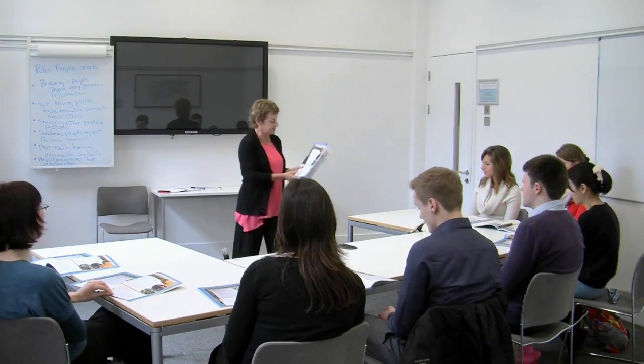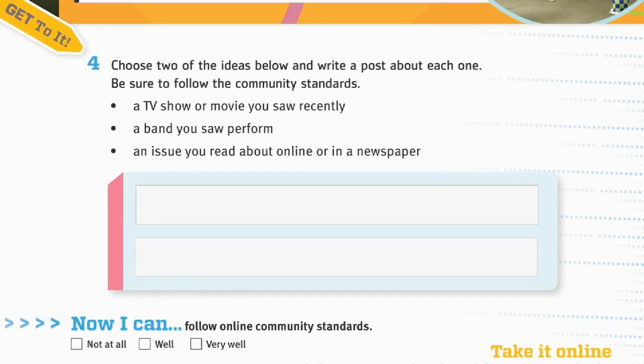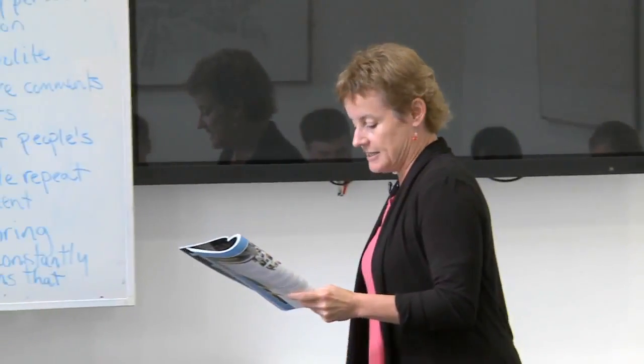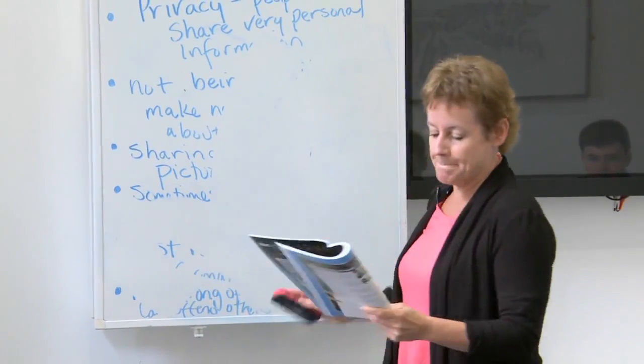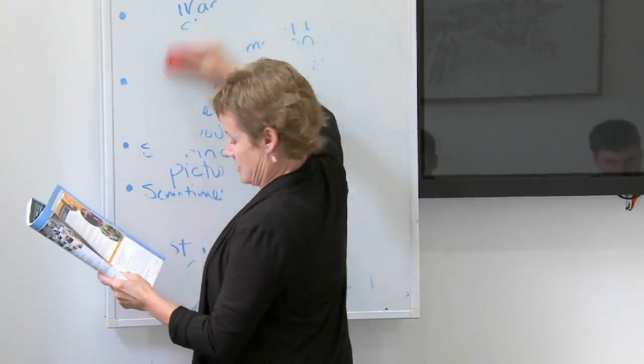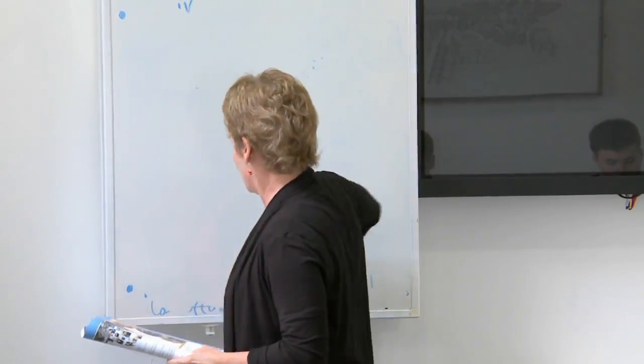Okay, so very good. The last thing we're going to do, we're just about finished with this lesson, is look at activity 4, which is on this page. And it says, choose 2 of the ideas below and write a post about each one. Be sure to follow the community standards. So they give you some examples here. You could do a TV show or movie you saw recently. You could do a band you saw perform, or an issue you read about online or in the newspaper, okay?